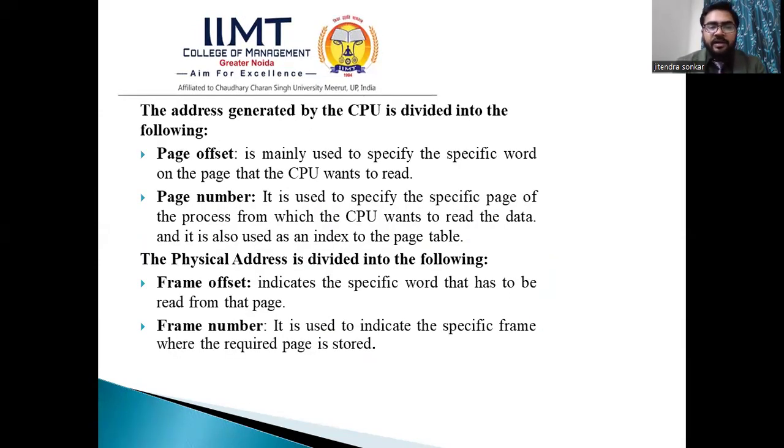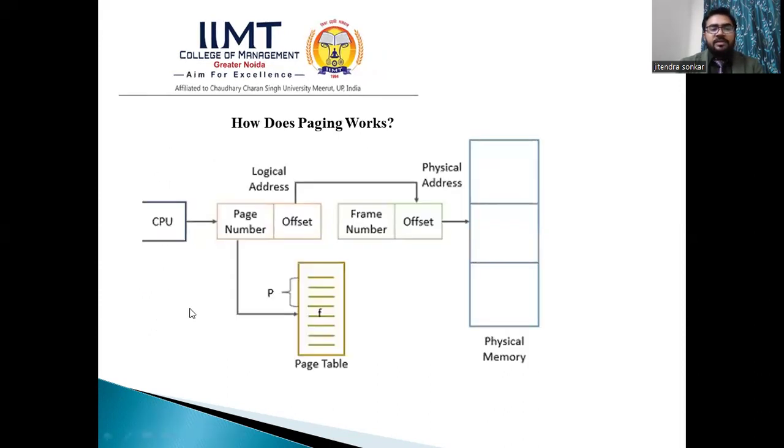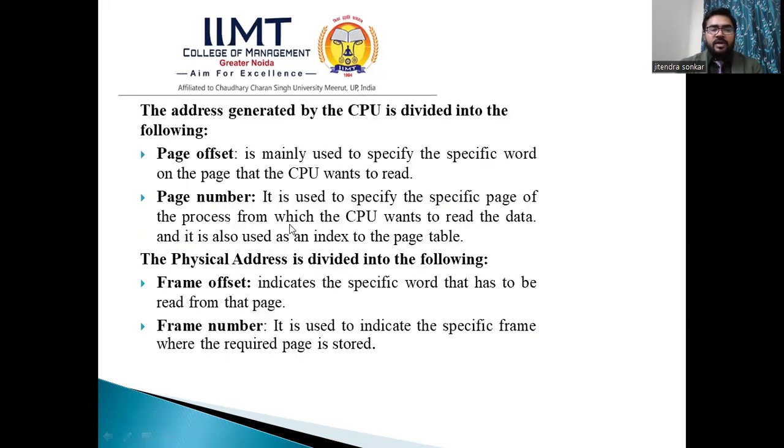The address generated by the CPU is divided into the following: page number and page offset. We have seen that the CPU divides the logical address into two parts, that is page number and page offset. What is page number and what is page offset?